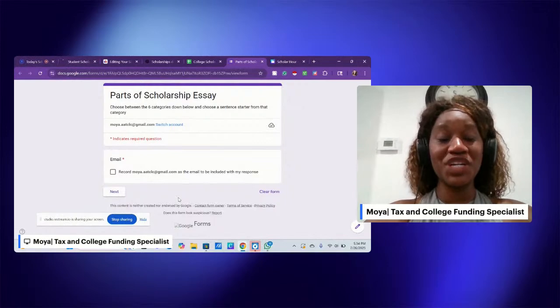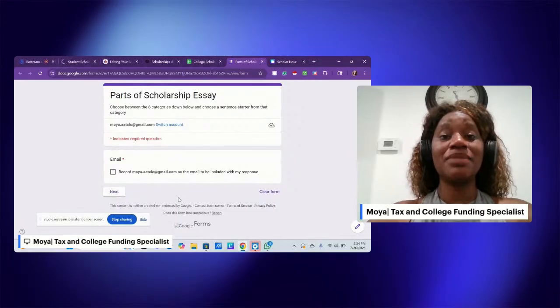The other thing that you're going to need is a pen or pencil and a piece of paper. That's going to allow you to jot down your ideas, because by the time that you're done with this, it is going to be a template.